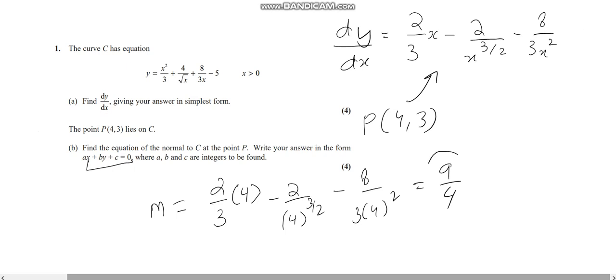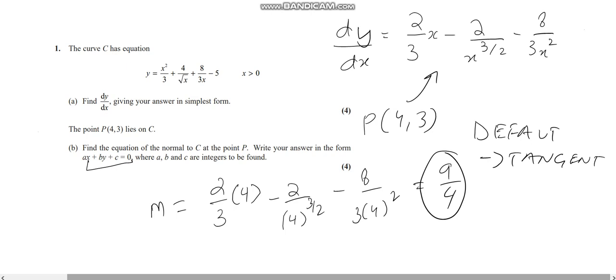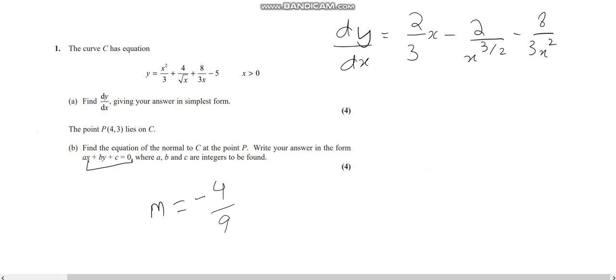So this equation is of the tangent. By default, any such equation is of the tangent, so we have to change it to the normal. To change to the normal, we know that the gradient is the negative reciprocal of it. So this will become negative 4 upon 9. This will be our new gradient. So we have got our gradient as minus 4 upon 9.